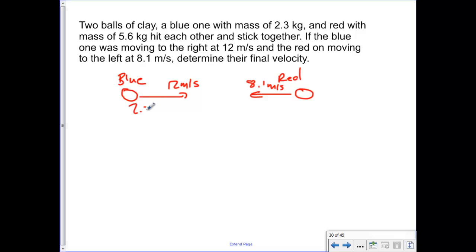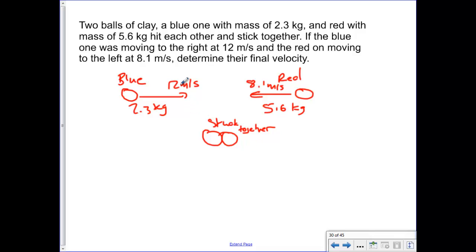What else can I do here? This one's 2.3 kilograms. This one is 5.6 kilograms. So this is kind of before. Afterwards, red and blue are going to be stuck together, and they're either going to move this way or this way, depending on which one has more momentum.